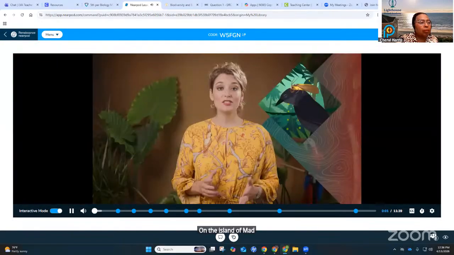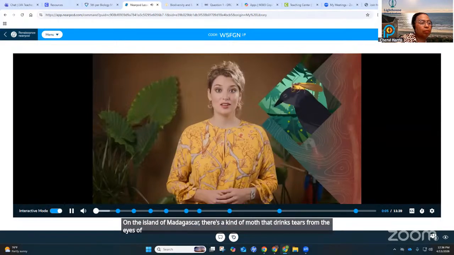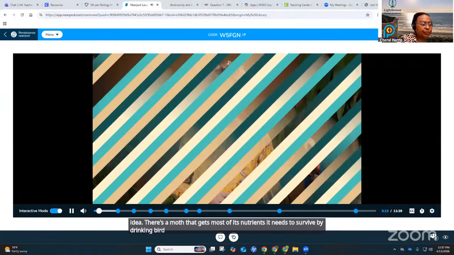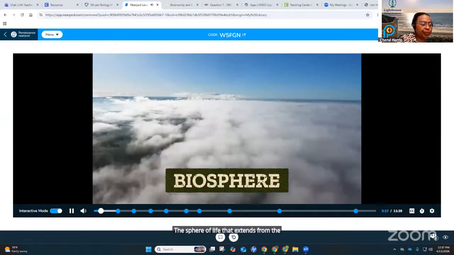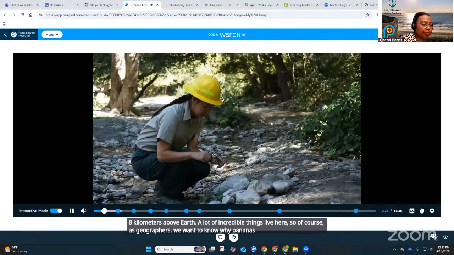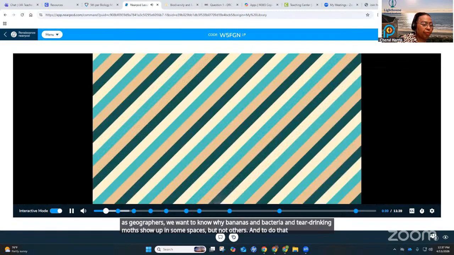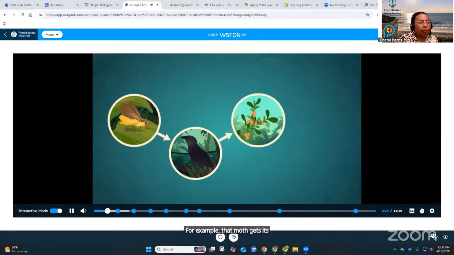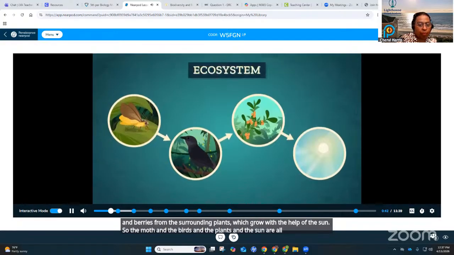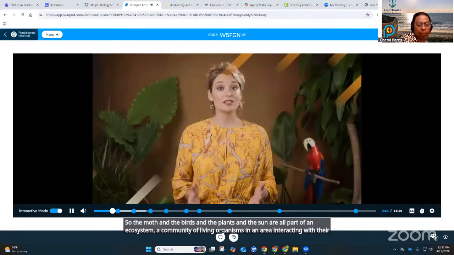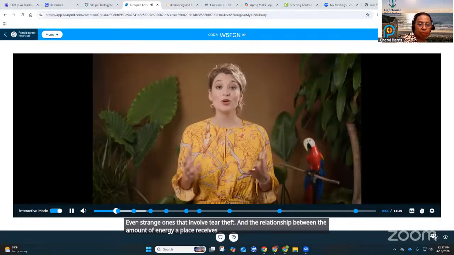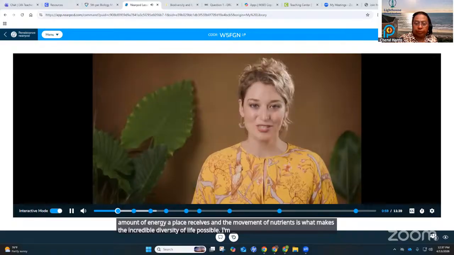On the island of Madagascar, there's a kind of moth that drinks tears from the eyes of sleeping birds. When I first heard this, I just sat with that weird idea. There's a moth that gets most of its nutrients it needs to survive by drinking bird tears. Welcome to the biosphere, the sphere of life that extends from the depths of the ocean all the way up to 8 kilometers above Earth. A lot of incredible things live here, so of course, as geographers, we want to know why bananas and bacteria and tear-drinking moths show up in some spaces but not others. And to do that, we have to zoom out a little. For example, that moth gets its nutrients from birds, while birds rely on seeds and berries from the surrounding plants, which grow with the help of the sun. So the moth and the birds and the plants and the sun are all part of an ecosystem, a community of living organisms in an area interacting with their environment. Ecosystems are built on relationships, even strange ones that involve tear theft. And the relationship between the amount of energy a place receives and the movement of nutrients is what makes the incredible diversity of life possible. I'm Alize Carrere, and this is Crash Course Geography.